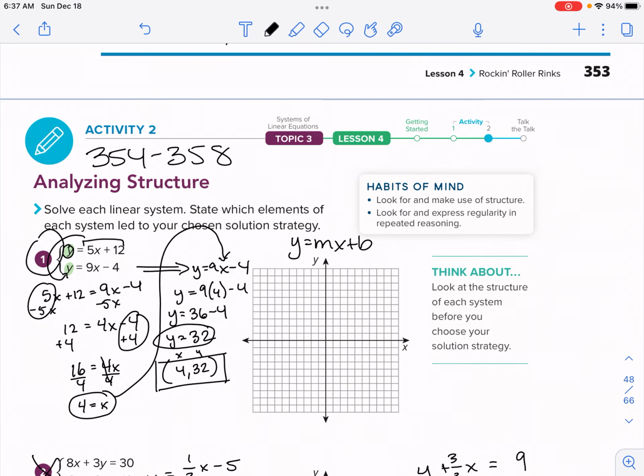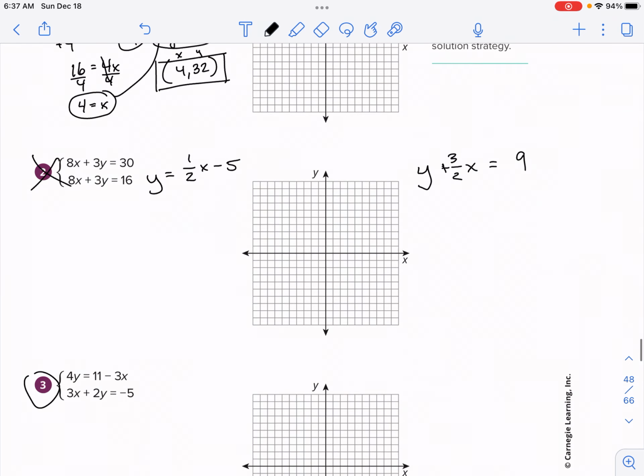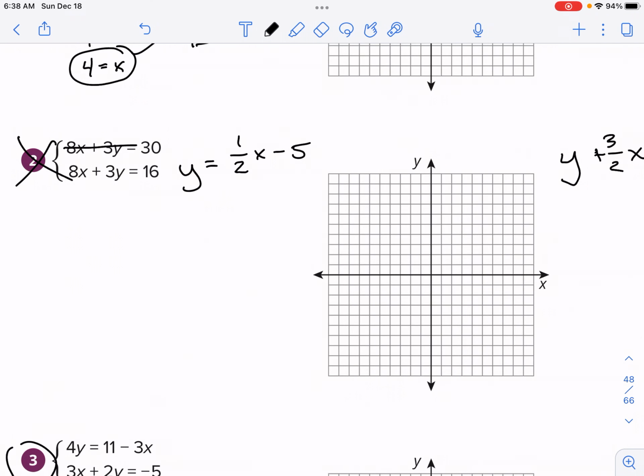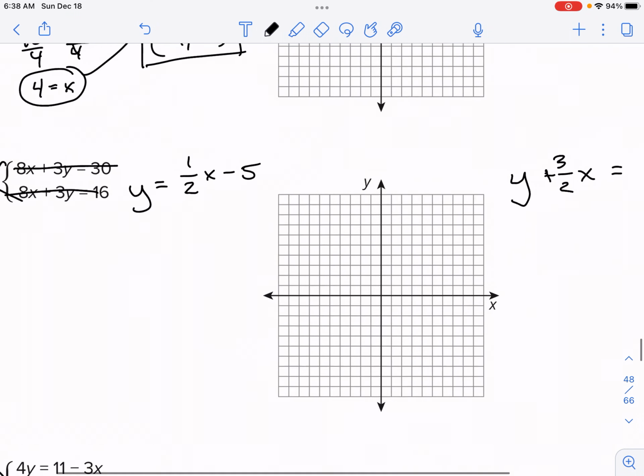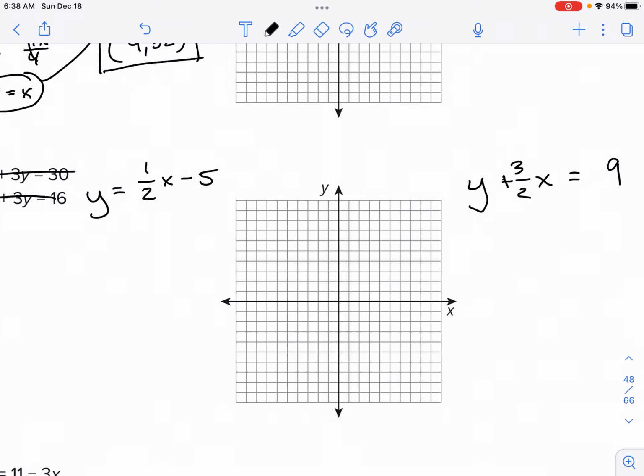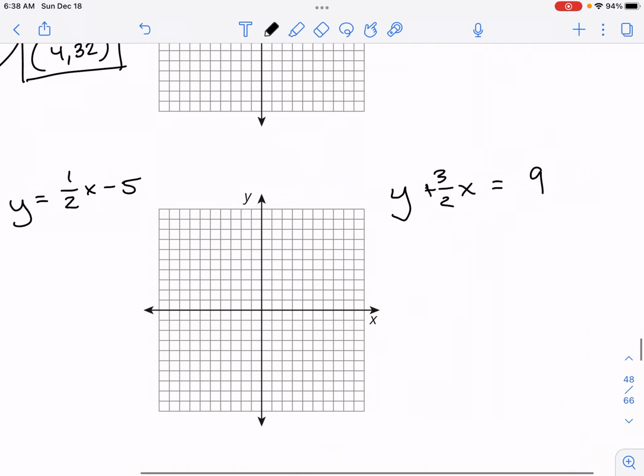So example 2. I didn't like the original example, but I wanted a space to do this type of problem. So go ahead and write these 2 equations. The first one is y equal to 1/2 x minus 5. And the second one is y plus 3/2 x equal to 9. The first equation is in slope-intercept form. The second one isn't, but I can get it into slope-intercept form. It's not too bad.